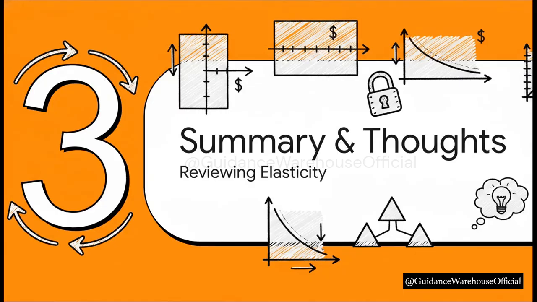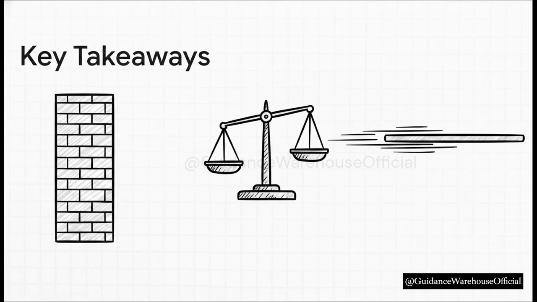Section 3, Summary and Final Thought. Before we wrap up this explainer, let's quickly summarize the essential key points you absolutely need to lock in. We've covered the absolute limits and the perfect middle. Zero elasticity means a vertical, completely unresponsive brick wall. Infinite elasticity means a horizontal, ultra-responsive plane. And constant unitary elasticity, that's our mathematical sweet spot, where a 1% change in price perfectly equals a 1% change in quantity.